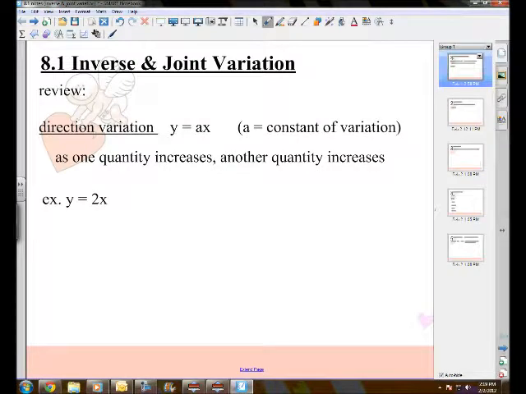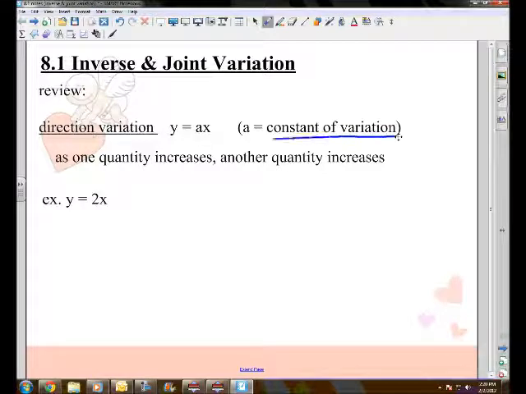Okay guys, quick review here. We're on section 8.1, inverse and joint variation. We've already done direct variation, so we're going to review that real quickly. If you look back in your notes, first we started talking about a constant of variation. We denote that as a. We've got our equation here, y equals ax.